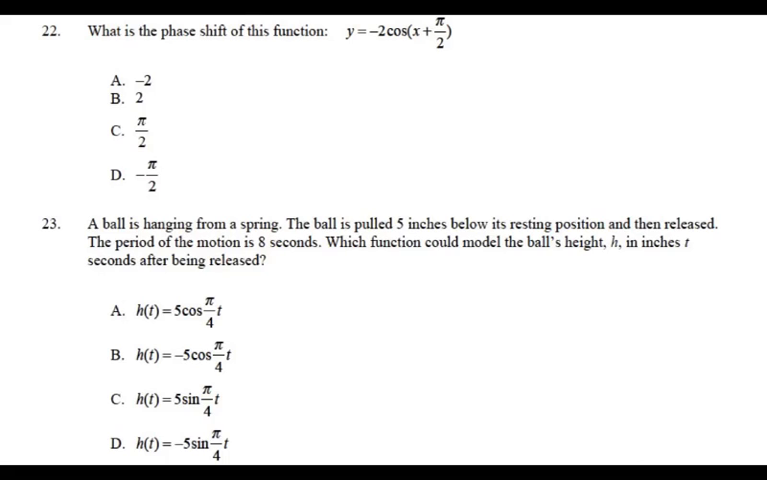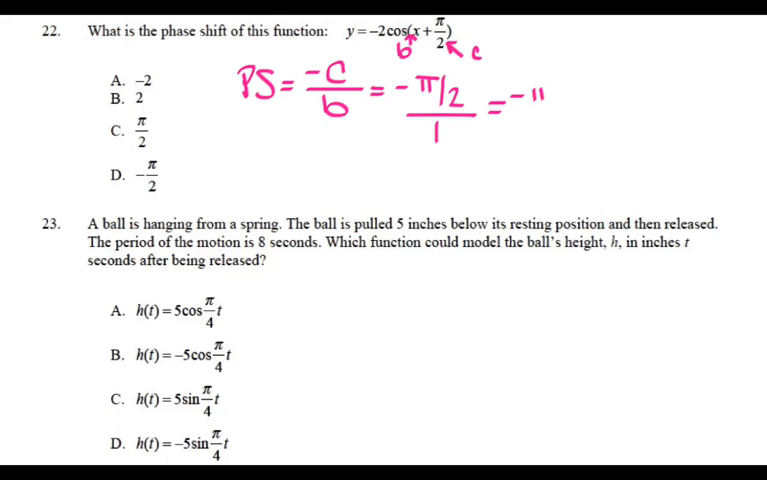Alright, 22, what is the phase shift of this function? Your phase shift is negative c over b. So negative c, b is the number that's in front of x. There's your c, so that's negative pi over 2 divided by 1, so that's just going to give you negative pi over 2, which is letter D.